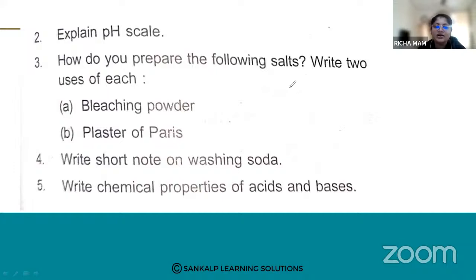What is the pH of acids? It is from 0 to 6. These are sour in taste. So these are some of the properties of acids.